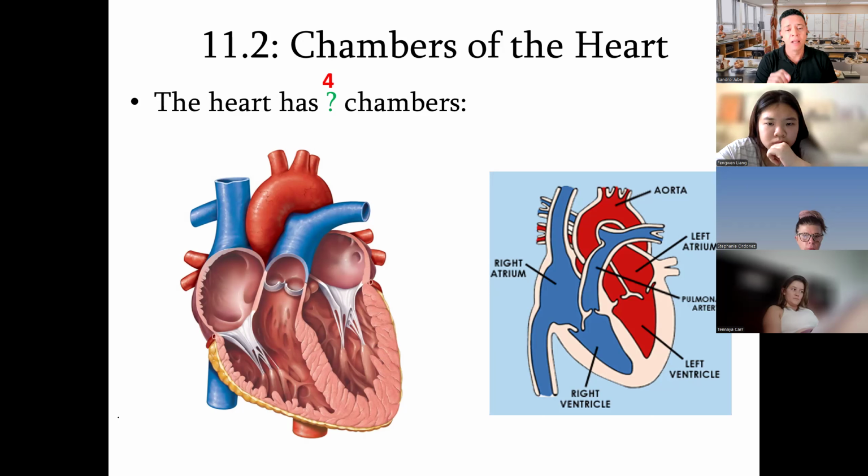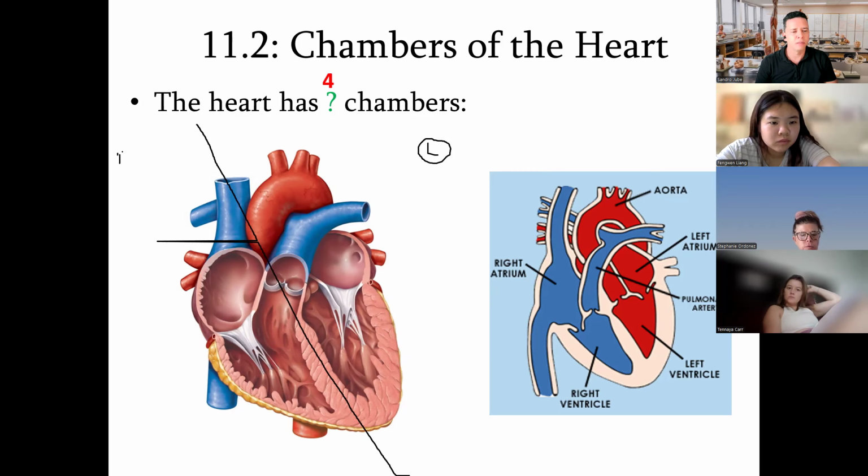Before we name them, let's split the heart into halves. Again, how do we do that? We're going to pass an imaginary line from the base of the heart, going through the interventricular wall, the wall separating the ventricles, exiting through the apex. And here we have the left side of the heart, right side of it. So now we can name the chambers. And we have 2 atria and 2 ventricles. We have the right atrium, left atrium, right ventricle, left ventricle.